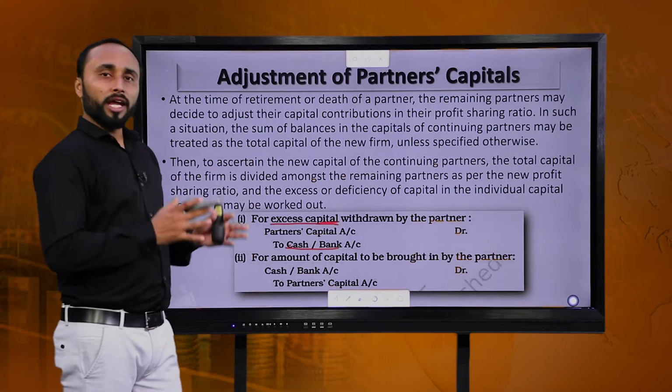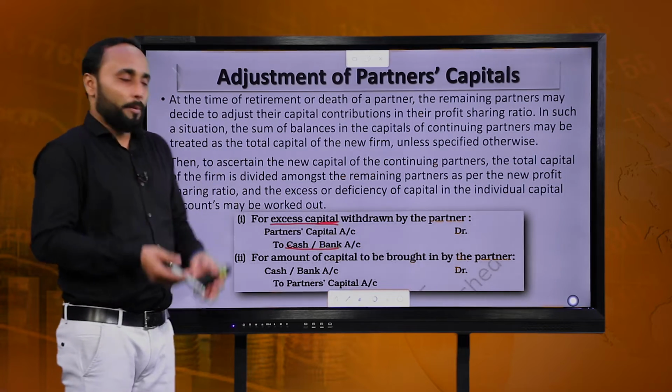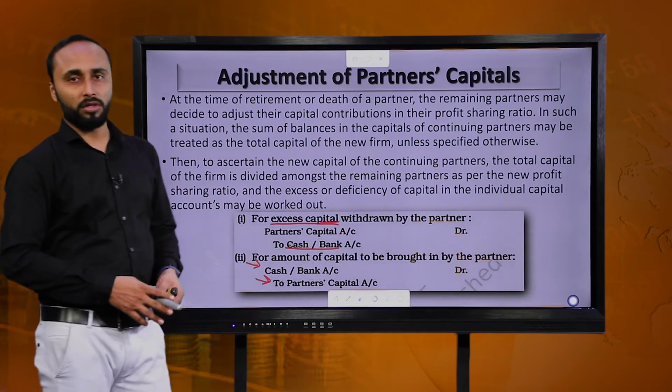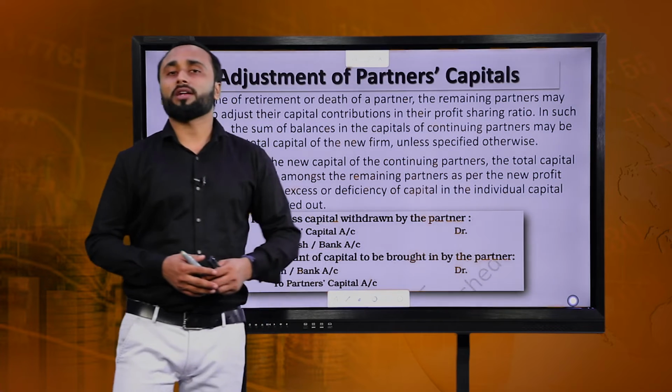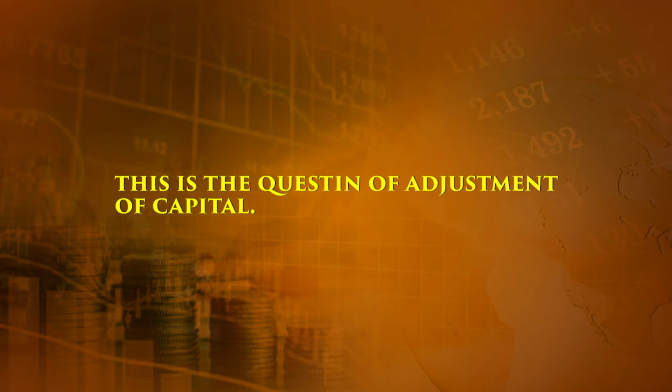while if the case is reverse, if the partners are supposed to bring back cash to the firm to increase their capital, you debit the cash account and you credit the partner's capital account, right? So now let us take a look at a question to understand how it is done in a comprehensive question.